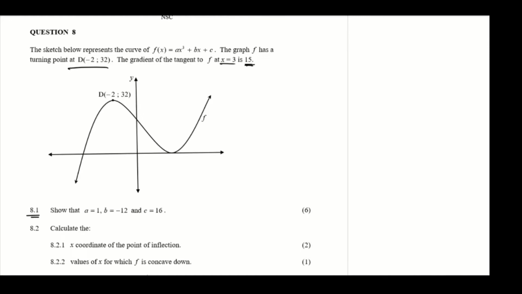For 8.1, we are asked to show that the value of a is equal to 1, b is equal to -12, and c is equal to 16. So we're going to use the given information. We're going to use the turning point. We're going to use the gradient of the tangent to find the values of a, b, and c.